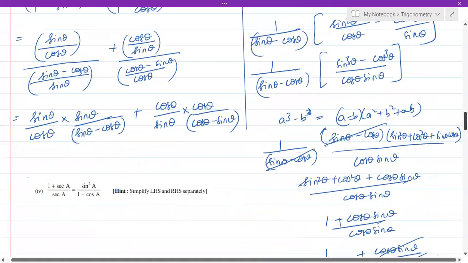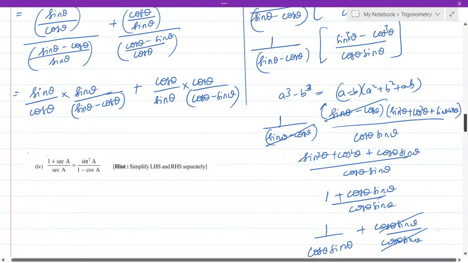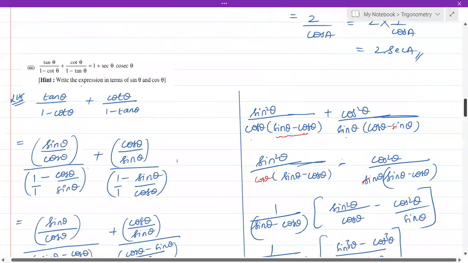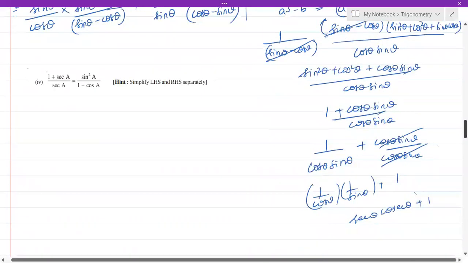Using the shortcut method, after taking LCM we got sine cube theta minus cos cube theta, which is like a cube minus b cube. So what is a cube minus b cube? A minus b, a square plus b square plus ab. So we use that formula. On simplifying it, we got the required result. A very, very important formula. In the next video, we'll continue with the next problem. Thank you, students.